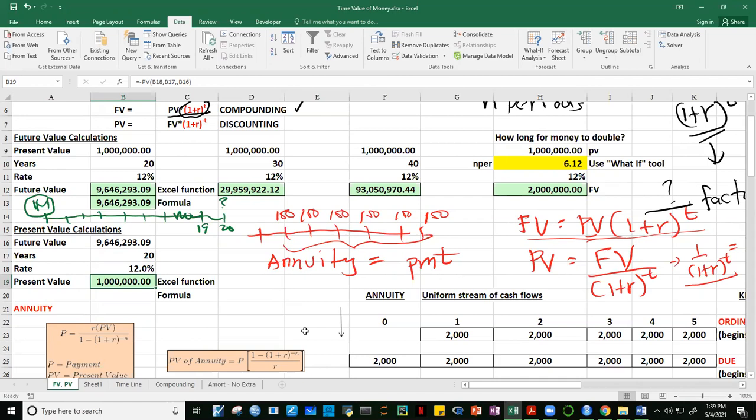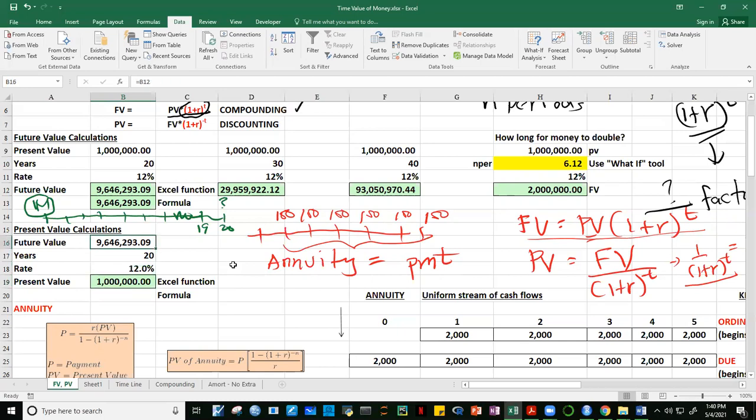So, inverse functions lang yan, guys. Okay, you can compute for the future value given your present value and vice versa. You can compute for your present value given your future value. Okay? So far, guys, sinunod natin yung concept ng time value of money, yung compounding, discounting. This is a process called discounting. Okay, kasi kinukuha natin, dinidiscount natin yung 9649.